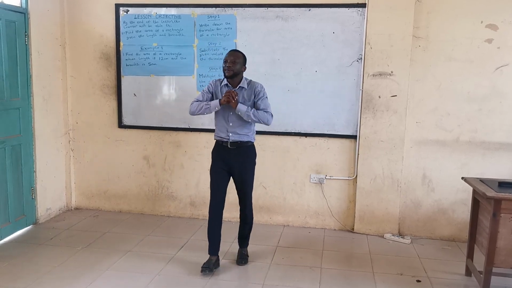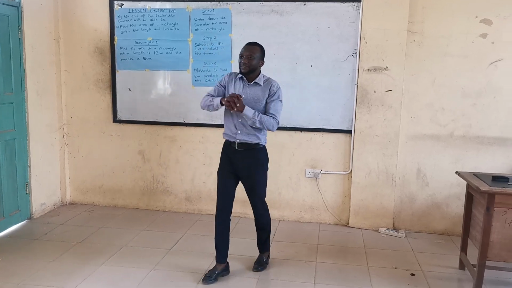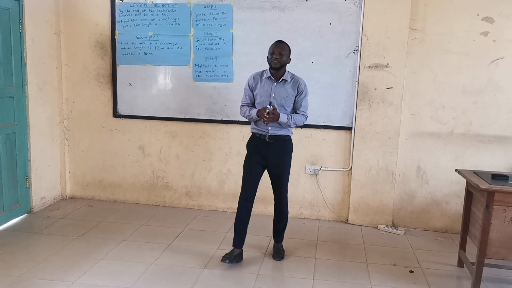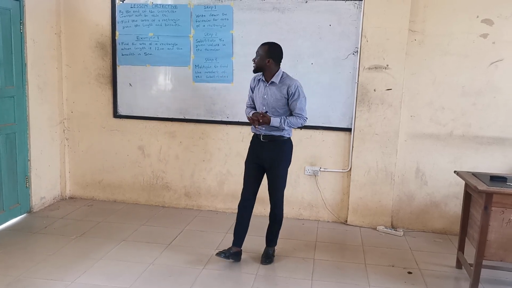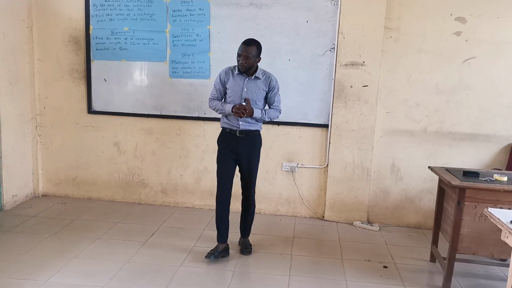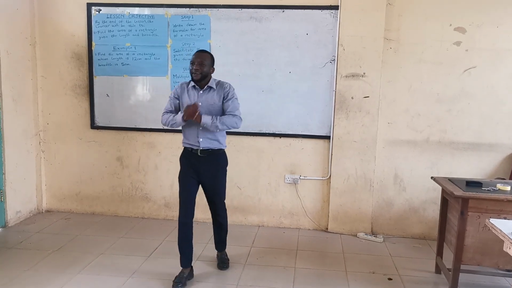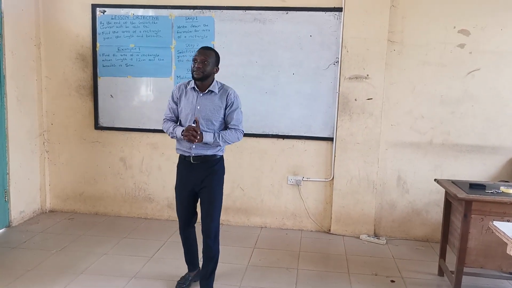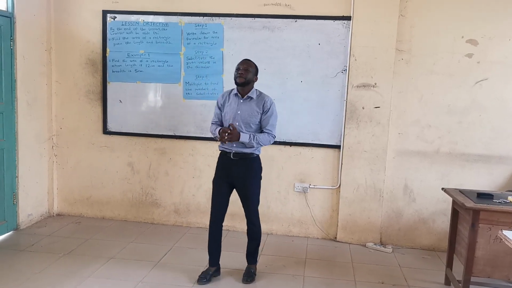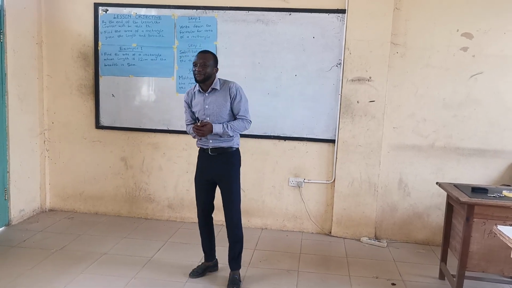So let's consider the problem on the board. Shall we read together? Find the area of a rectangle whose length is 12 centimeters and the breadth is 5 centimeters. Good. So to find the area of a rectangle, there are some steps that must be taken to guide us. Let's look at the first step. Yes, Beauty, read the first step for us.